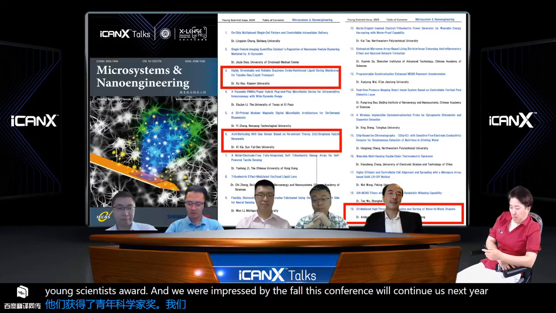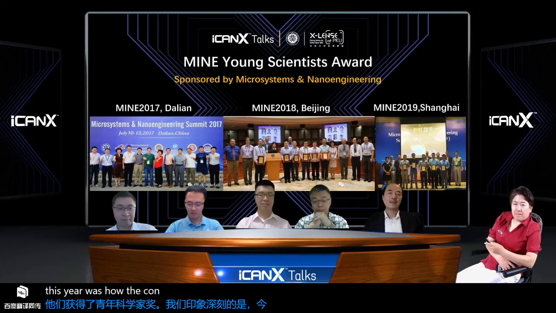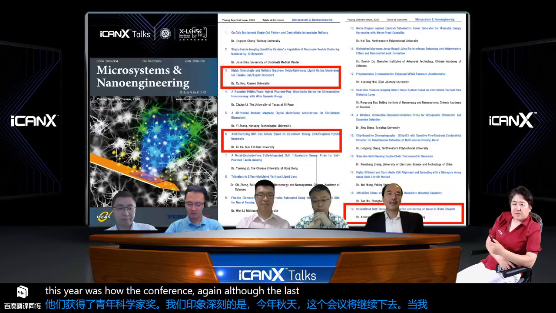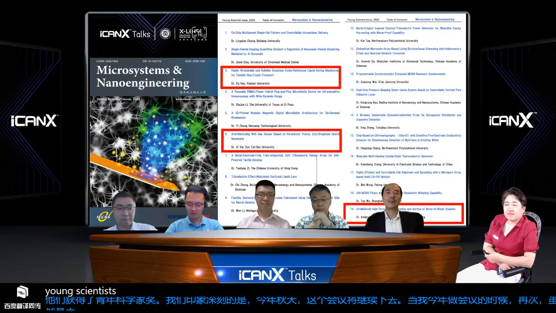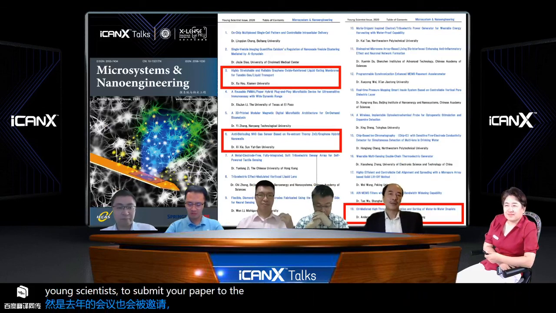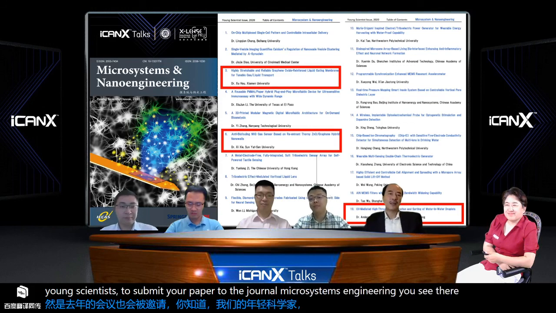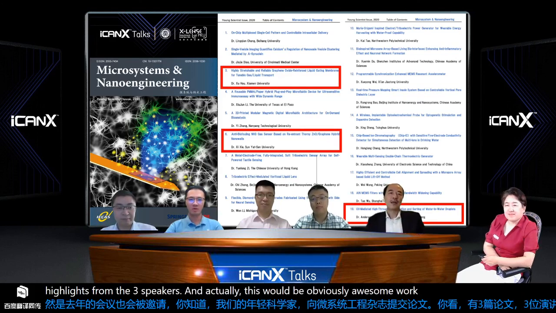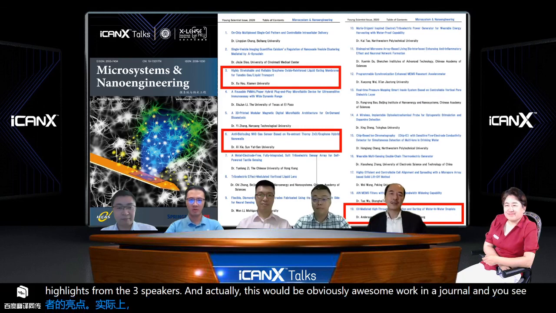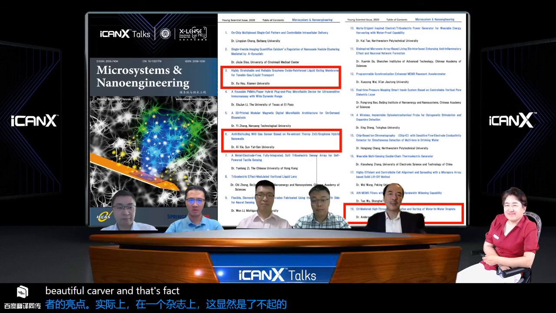And this conference will continue. This year we have the conference again. Out of last year's conference, we also invited the young scientists to submit their paper to the journal, Microsystems & Nanoengineering. And you see there are three papers being highlighted. That's from the three speakers. And actually they published their outstanding work in the journal. And you see the beautiful cover. That's actually the special issue of the young scientists.